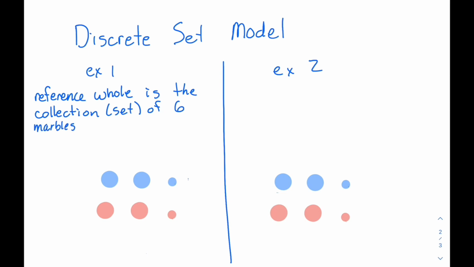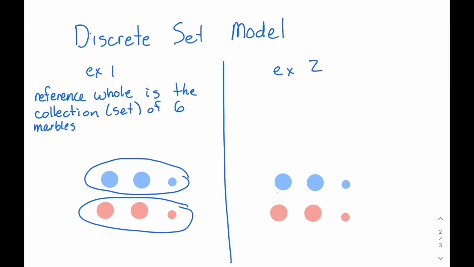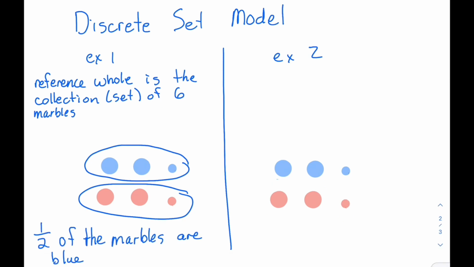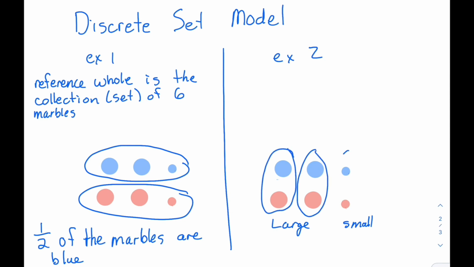So I can take my collection and I can subdivide it into 2 parts. I could think about the blue part versus the red part. And then I could say half of the marbles are blue, or similarly, half of the marbles are red. I could take the same set of marbles and I could divide them in another way. Here I could think about the large marbles versus the small marbles. But as I subdivide, I want to have equal size groups.